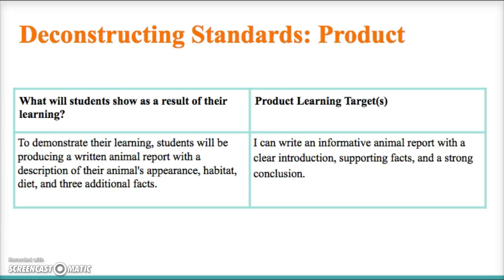Last but not least, the product. For students to show their understanding, they should be able to write an animal report, including their animal's appearance, habitat, diet, and 3 additional facts. When doing so, they need to include a clear introduction, supporting facts, and a strong conclusion. All of these 4 topics and the way that we deconstruct the standard relate all back to our students' understanding. We need to see if they really do reach the standard.